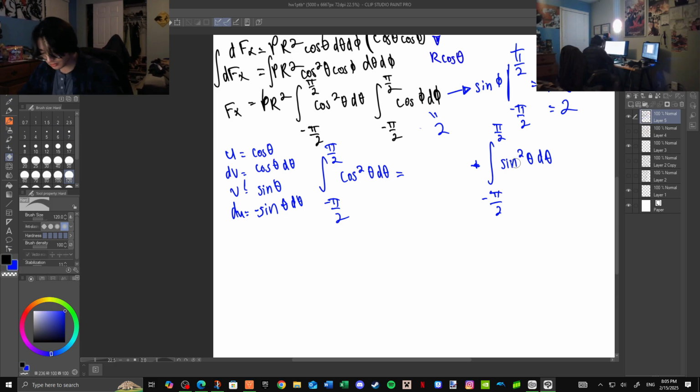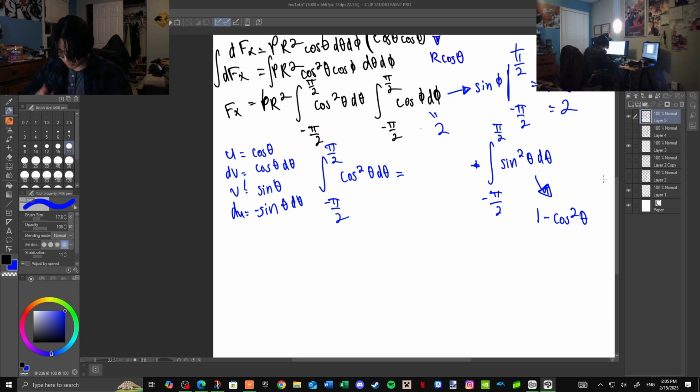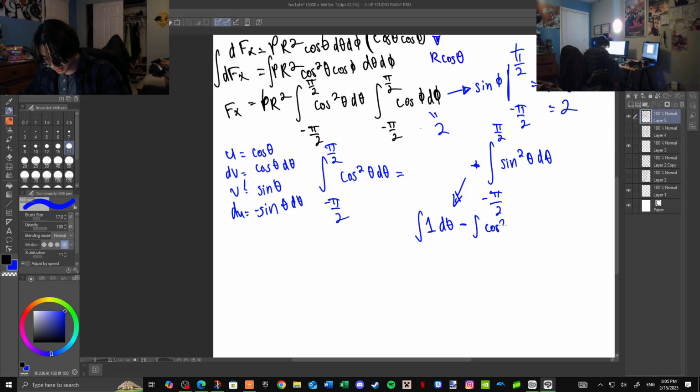So this has an identity of 1 minus cosine squared theta. And so we can split this into two separate integrals. So this will be equal to the integral of 1 d theta minus the integral of cosine squared theta d theta with the same bounds. I'm just not going to write them, I'm too lazy.